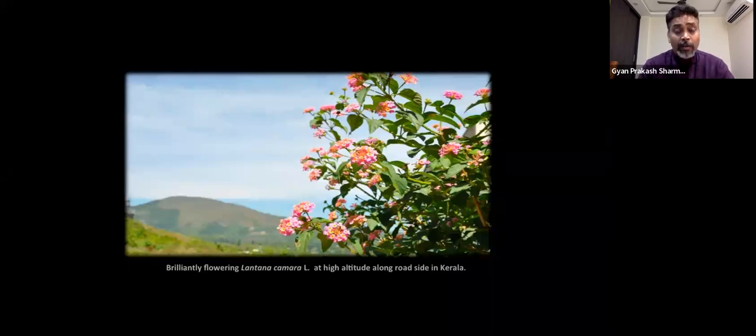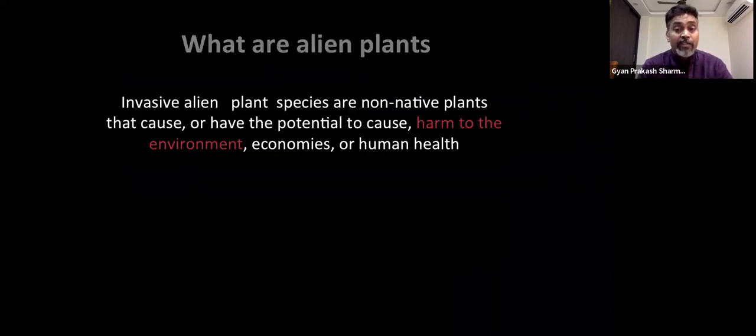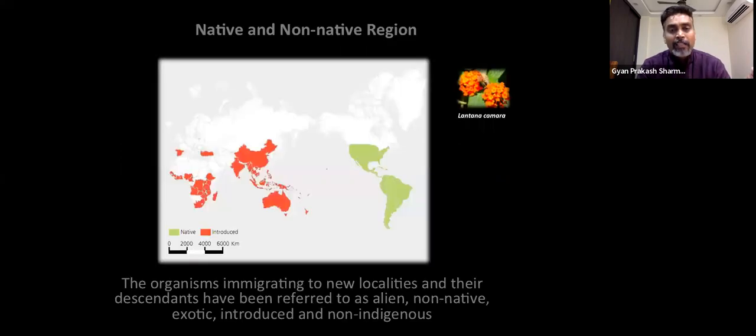Everybody knows about it as of now. They are very, very detrimental. Briefly speaking, alien plants are non-native plants that cause or have the potential to cause harm to the environment, economies, and human health. In very brief, this is the definition of an alien plant.